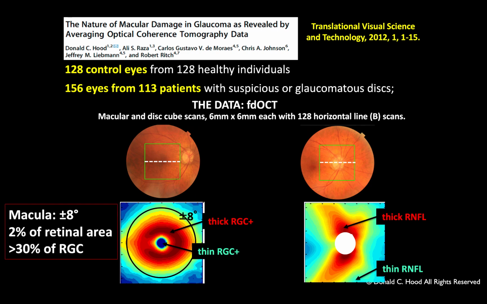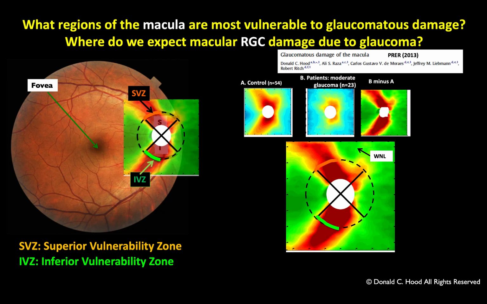So I'm going to define macula. If you look at the literature, different specialties define the macula in different ways. For me, it's going to be plus or minus 8 degrees, and it's the region with the greatest density of ganglion cells. In fact, this region represents only about 2% of the retina, but has over 30% of your ganglion cells. And it's the region that's so important to read, drive, recognize faces, and so on.